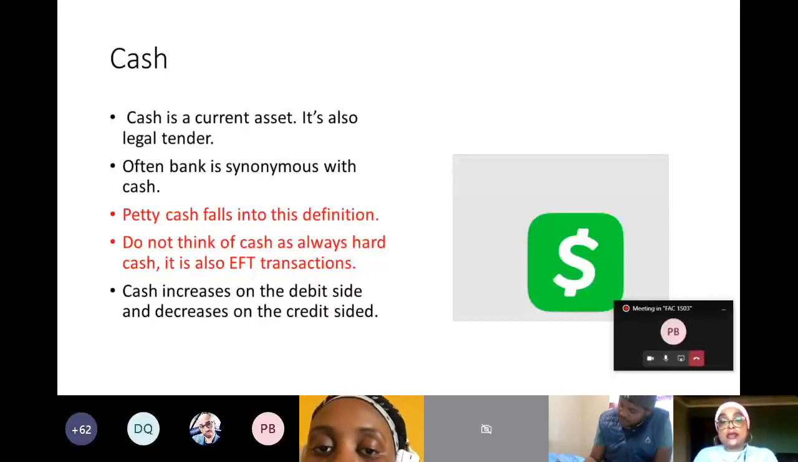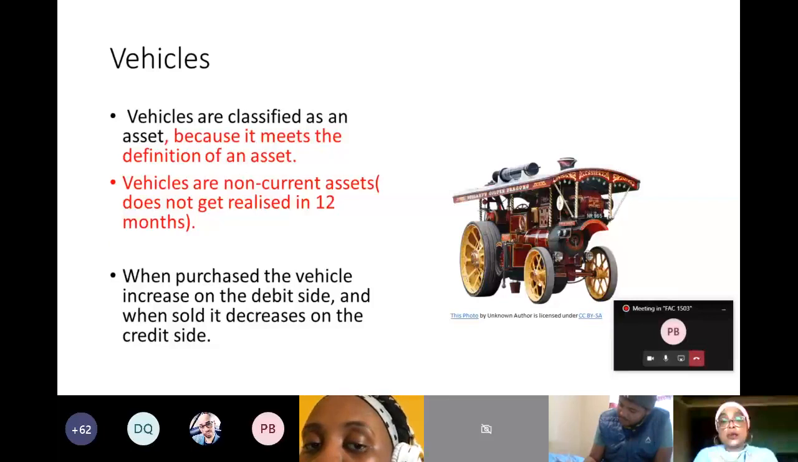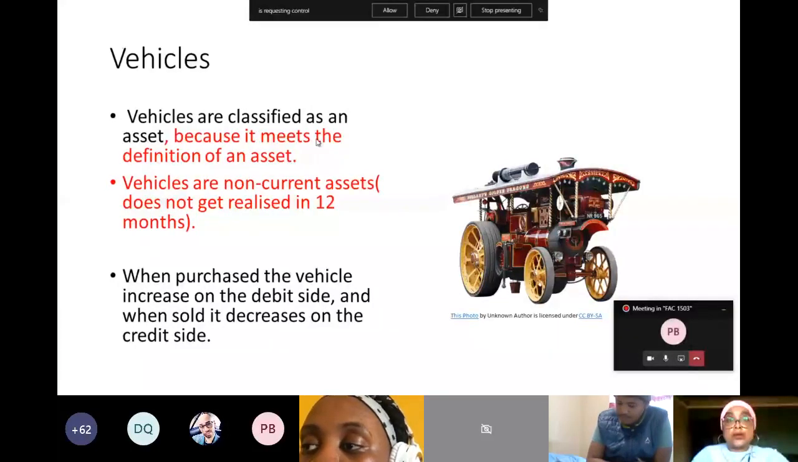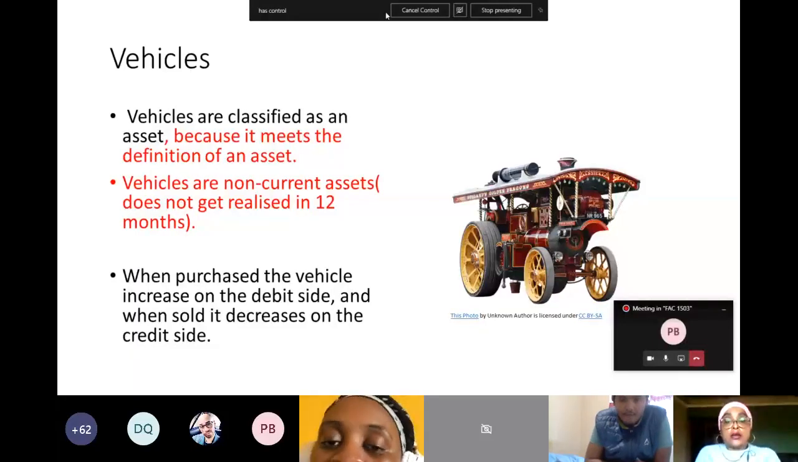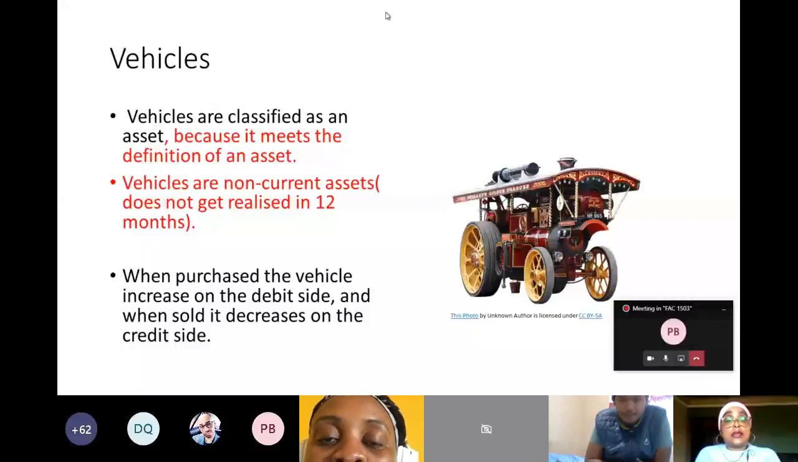Vehicles are also classified as an asset because it meets the definition of an asset. Vehicles are non-current assets because it doesn't get realized in 12 months. Okay, same here, when purchased, the vehicle is increased on the debit side, and when it's sold, it decreases on the credit side.